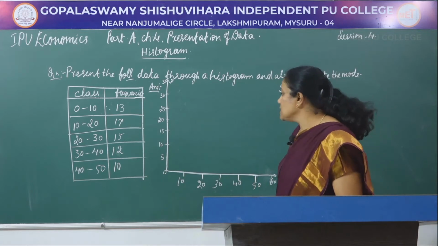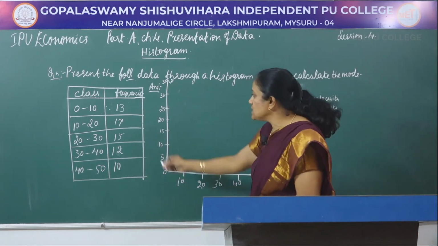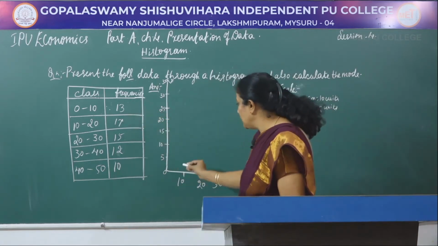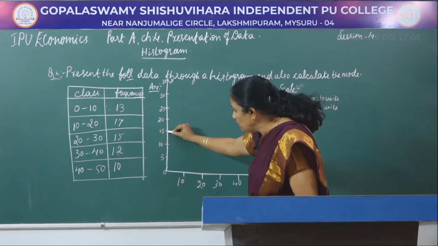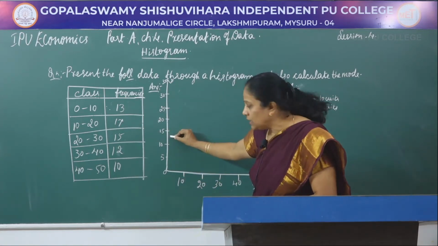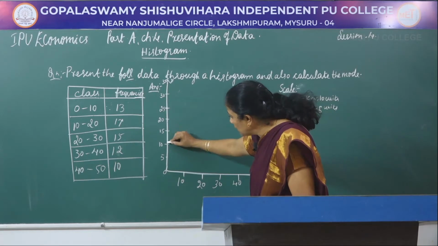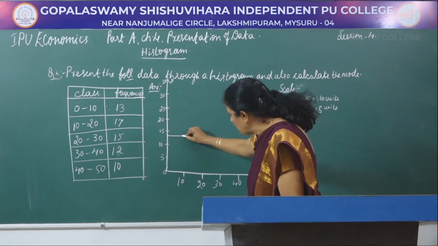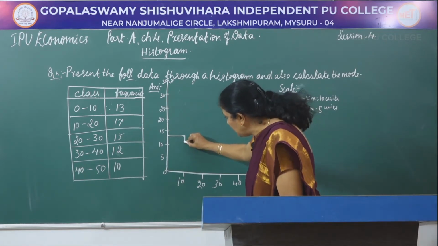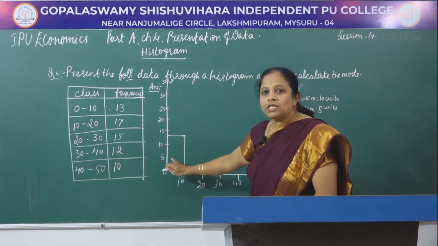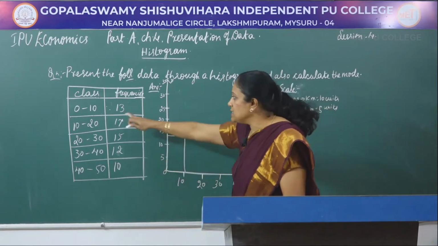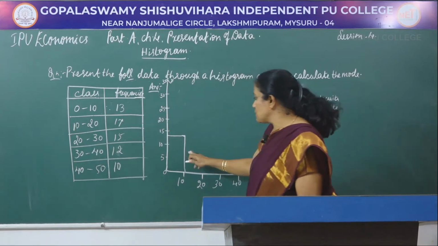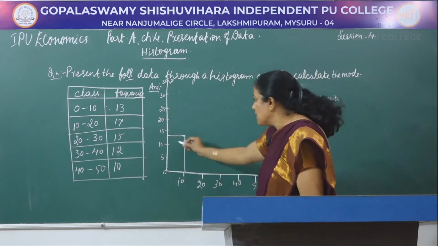Now let us locate the first one, that is 13. 13 is in between 10 and 15. So 13 will come after 10, 11, 12, 13, somewhere below 15, and we have marked the number 13 here. This is the first frequency marked on the graph as 13.